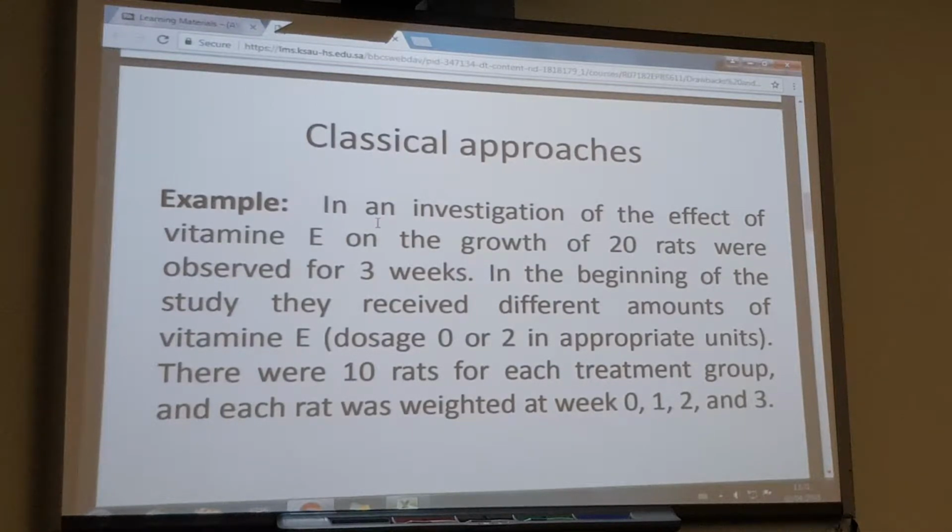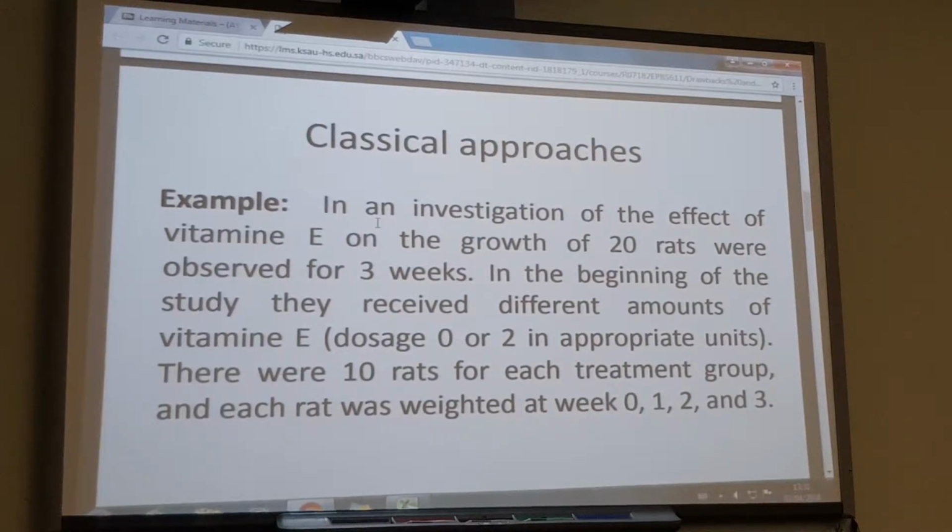So in the beginning of the study, they received different amounts of vitamin E. So there are different amounts, either 0, depending on the dose, or 2 in an appropriate unit. It can be any unit that they're measuring. So 0, nothing, versus 2. And then there were 10 rats for each treatment group, and each rat was weighed at week 0, which is before treatment, week 1, week 2, week 3. Okay?